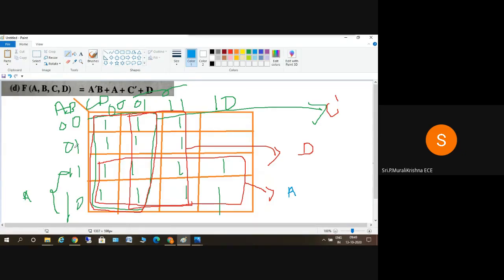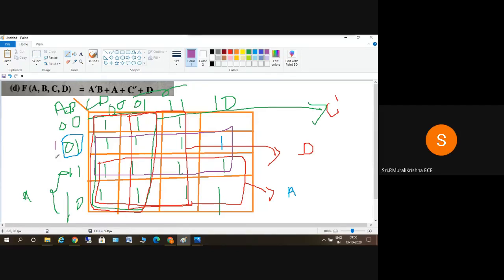So A bar B. So where is A bar here? This is A bar B, right? This is A bar B. So all the rows are to be selected. So we'll get an additional 1 here. So what did I do now? I can group one more octet here. So this is one more octet which is covering this one. Right?